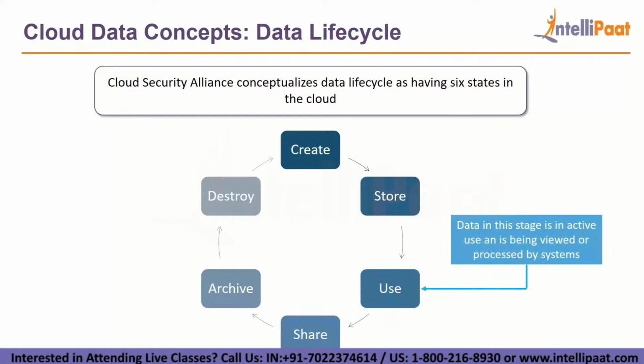Then comes the use stage. Data in this stage is in active use and is being used, viewed and processed by systems. Again, there needs to be proper encryption and decryption systems in place. When the data is being accessed and modified by the users, it should be decrypted, and once the processes are complete, data is modified, new data is added, old data is removed, whatever the case might be, then that data needs to be encrypted again.